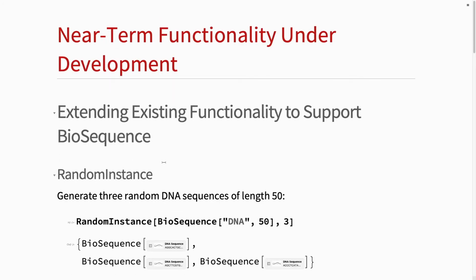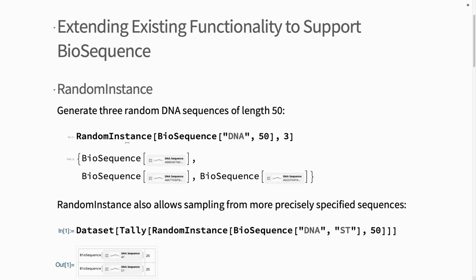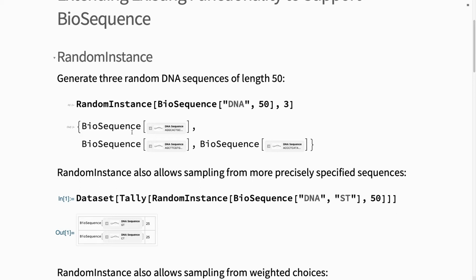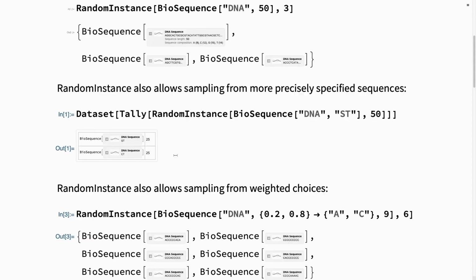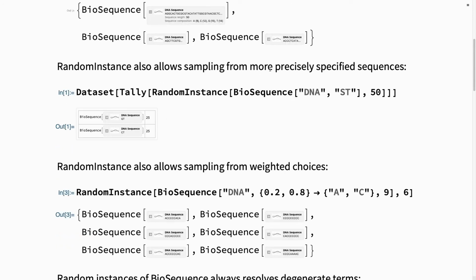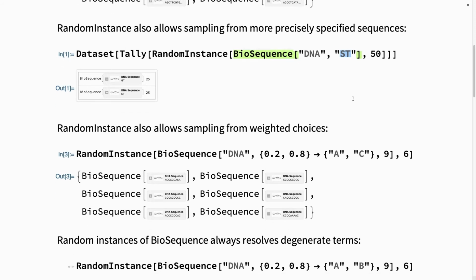We're also extending some of our other existing functionality, such as random instances of biosequences. So you get 3 DNA sequences of length 50. One neat feature is if you take random instances of these degenerate sequences, where S can stand for either G or C, you can describe the space that you want to sample within using the degenerate terminology.